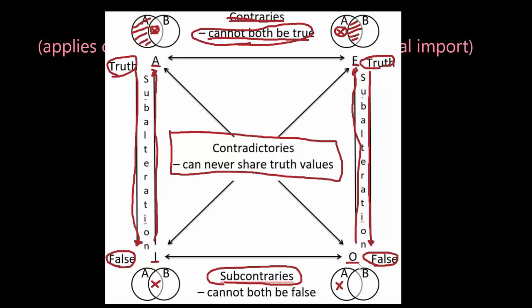And then we'll see the same thing happens with the O proposition. If the O proposition is false, then because of the contradictory relationship, we know that the A proposition is true. Then by subalteration, we know that the I proposition has to be true. So when one is false, the other one has to be true. Now they can both be true. They just cannot both be false.